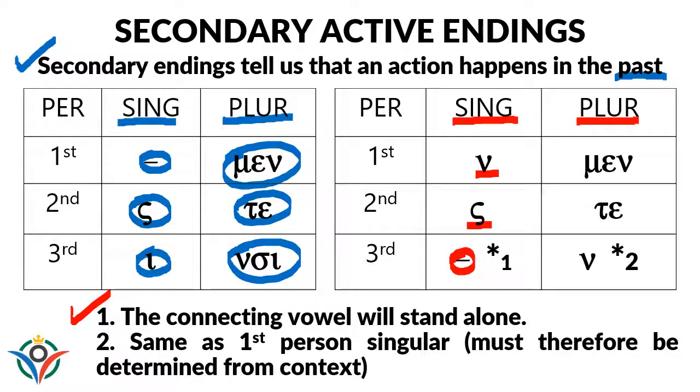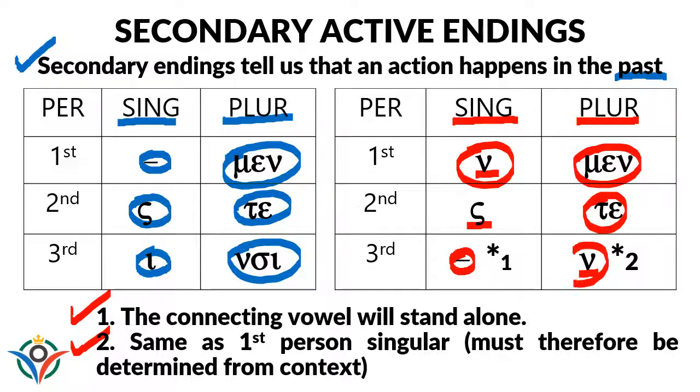Then the plural endings: the first person plural is men, second person plural is te, and the third person plural is nu. Once again, there's an asterisk there. Let's have a look at that detail together. It says it's the same as the first person singular, and in brackets, must therefore be determined from the context. So as you can see, the first person singular and the third person plural both have the same ending, and those two will only be differentiated by the context in which they are found.